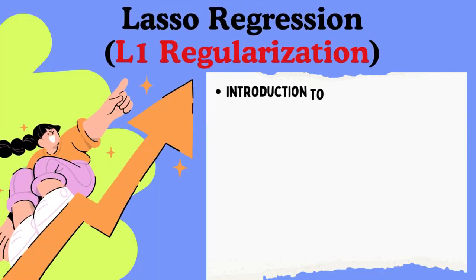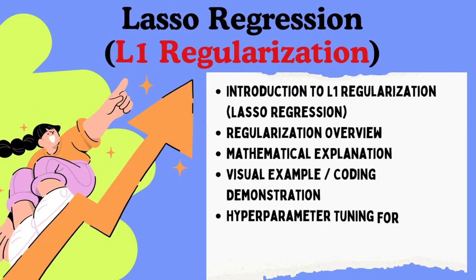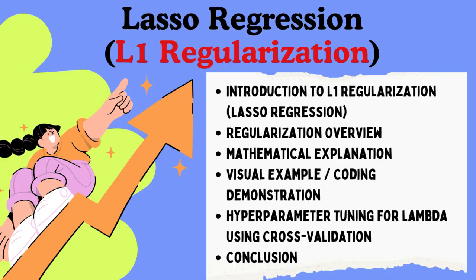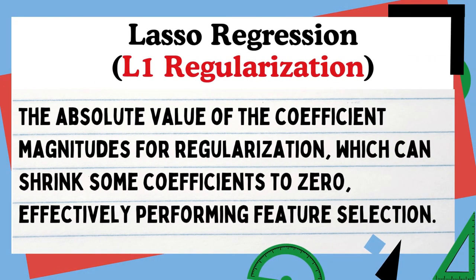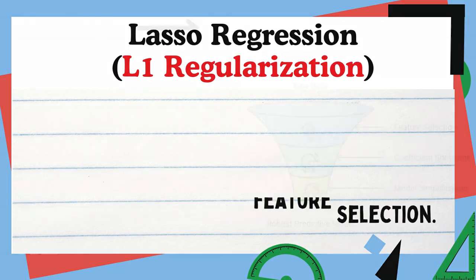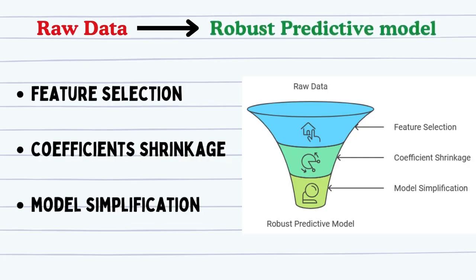Today, we're diving deep into one of the most powerful techniques in machine learning, L1 regularization, or what's popularly known as lasso regression. Introduction. Lasso regression is a method that not only aims to fit a predictive model to your data, but also does so in a way that helps select the most important features. By applying a penalty to the absolute values of the coefficients, it forces some of the less important ones to shrink to zero. In essence, it performs both feature selection and regularization, making your model simpler and potentially more robust.